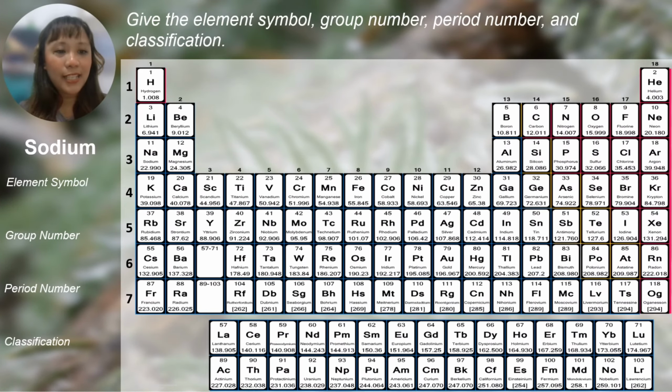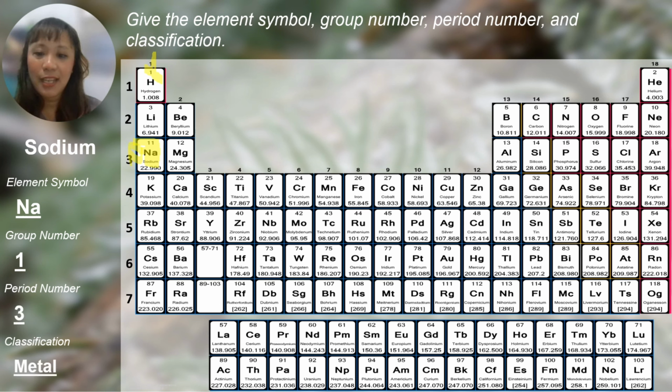Our last example is sodium. Let's find sodium. Sodium is this element. The symbol is Na. Group number is 1. Period number is 3. And of course, classified as a metal.